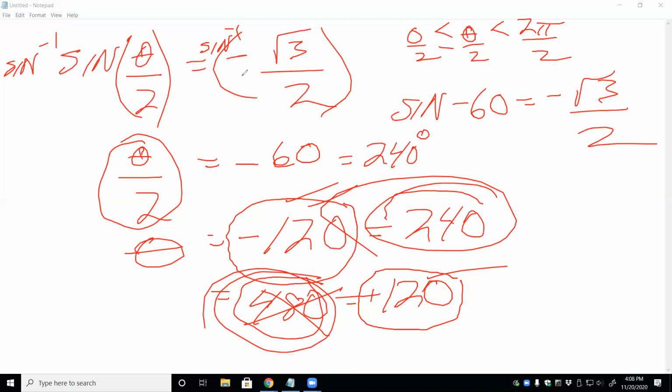Right. So when we have both of those angles, we're saying theta over 2 is equivalent to 240, 300. And so to get rid of the over 2, we multiply both sides by 2, and that would give us in this case 480 and 600, correct?